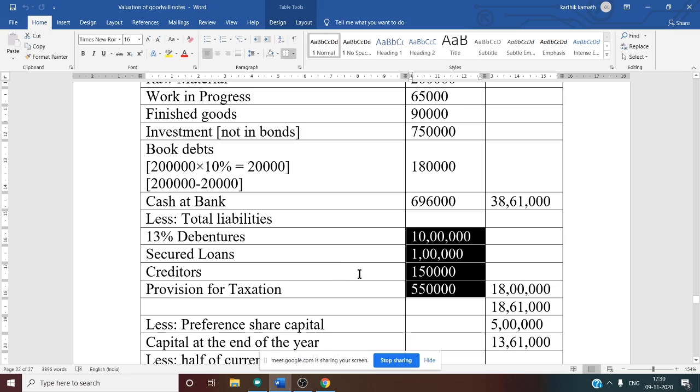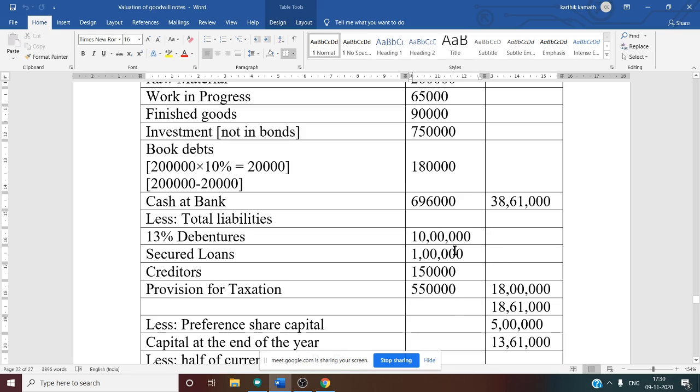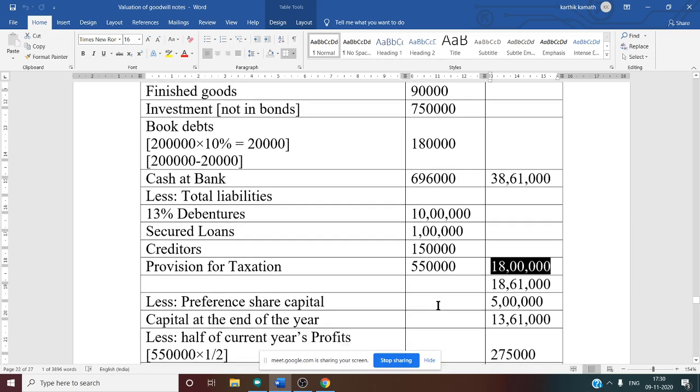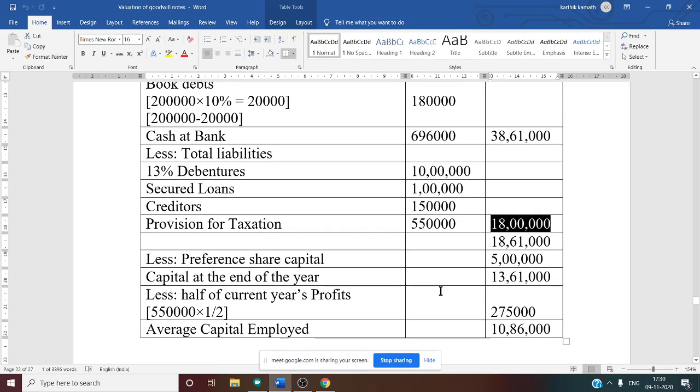Directly you need to write by seeing the question. 13% debenture 10 lakh, secured loan 1 lakh, creditor 1 lakh 50,000, provision for taxation 5 lakh 50,000. So now total liabilities, if you add all these four, you will get 18 lakh. But we want capital employed, the capital employed answer or net asset answer.